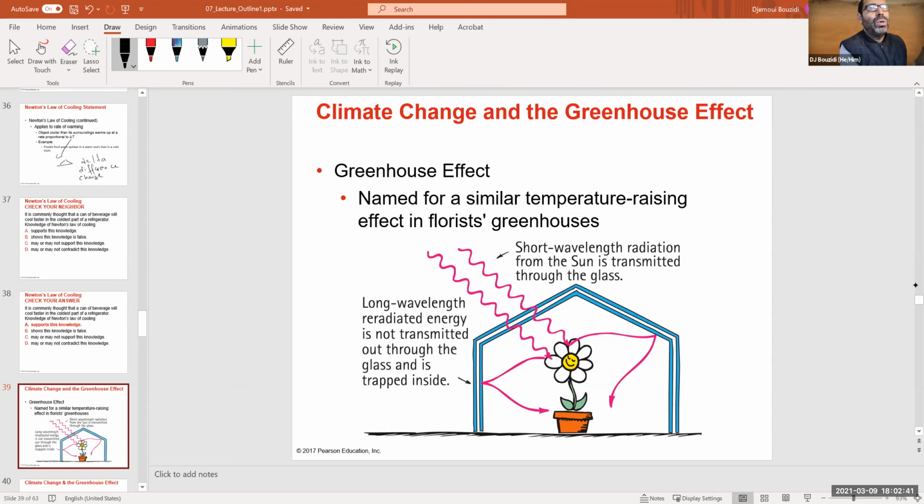The window in this case is transparent for most of the radiation, except the long wavelength is not. It's opaque, just like basically this wall. So what happened in this case, radiation goes through, it's absorbed by the material, flowers, sand, whatever in this case. And when it's emitted back, it's not emitted in the same wavelength. It's emitted in a longer wavelength, in which case the glass will return it back or push it back. So this is what we mean by the greenhouse effect.